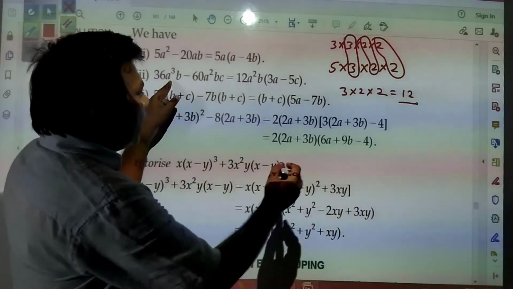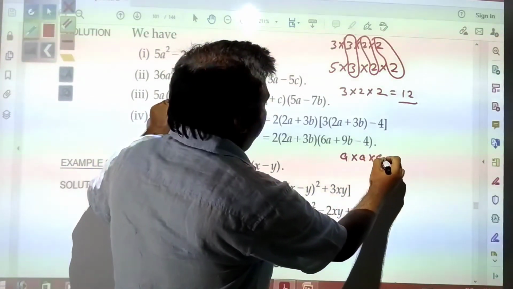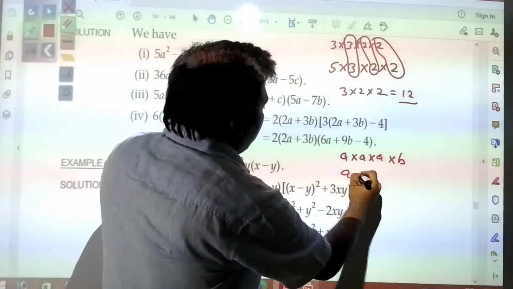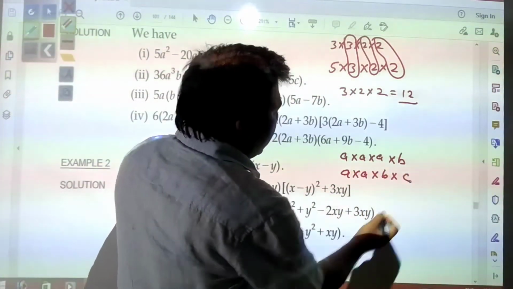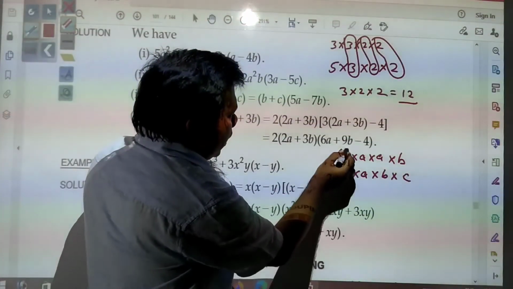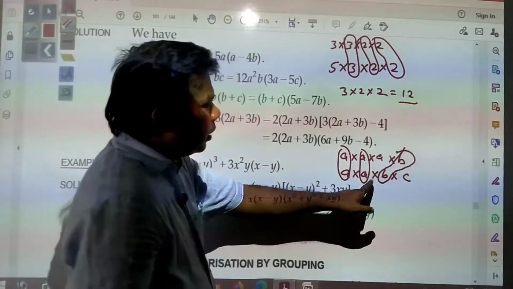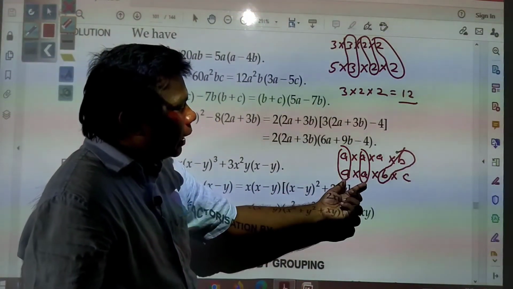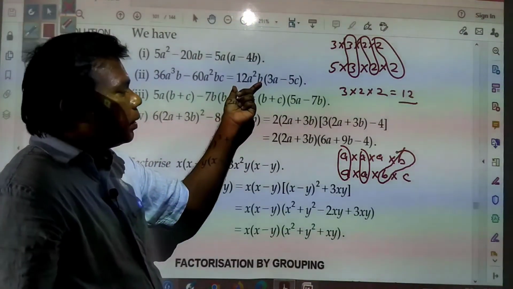Now you see a cube b you have. So a 3 times you have, and into b you have. Here a 2 times you have, and then b you have, and c you have. So a and b are common. a 2 times means a square b. So here you see a square b has been taken out common.